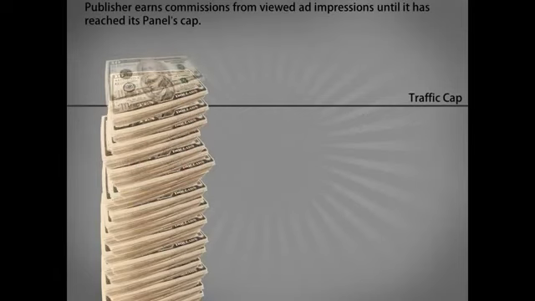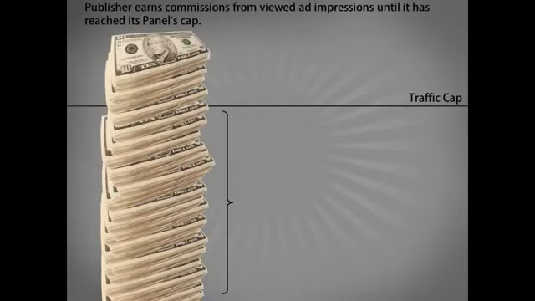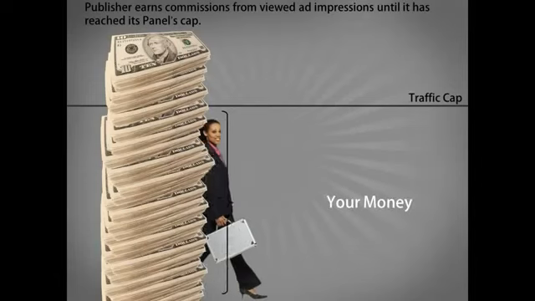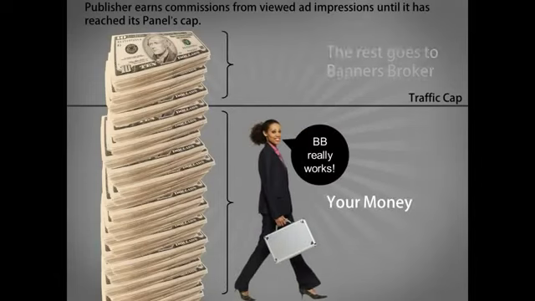But you notice something. The money keeps going even past the traffic cap. The commissions earned below, up to the traffic cap, are your money. Right? And that's what you see in your back office. You see the commission column and the total commissions earned. That's your money, whether you're using it to buy additional advertising or sending it to your e-wallet. But you notice above the traffic cap, that's Banner's Broker's money.